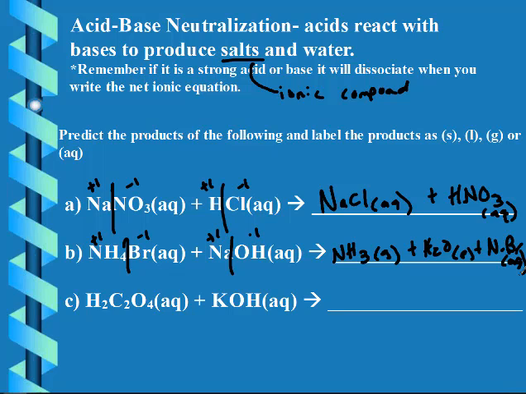And then this last one is our traditional acid-base neutralization reaction. So we make water in an acid-base reaction. And then we make some salt, in this case potassium oxalate. It's a group 1A, so it's going to be soluble.